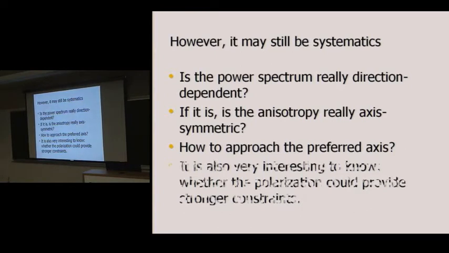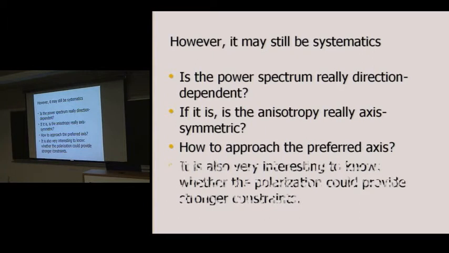So the real question we want to ask is, is this power spectrum really direction dependent? And if it is, then is this anisotropy really axisymmetric? It could be that, as we see in the previous model, they assume a preferred direction on the sky. But the anisotropy may not be completely axisymmetric. The pattern could be more complicated. And therefore, if there is some anisotropy there, then we need to point out whether it is axisymmetric, and then we need to approach the preferred axis.